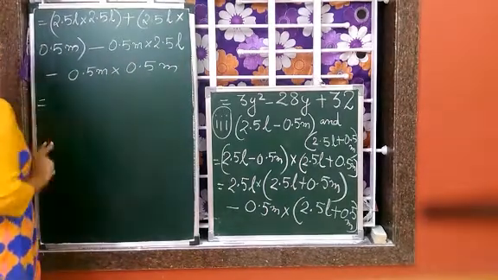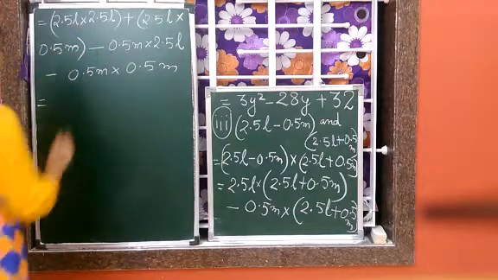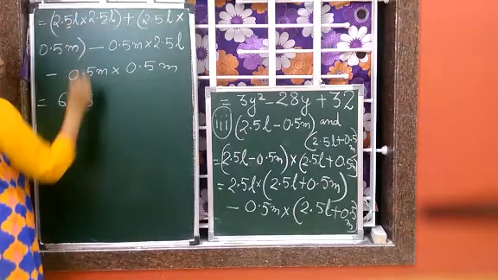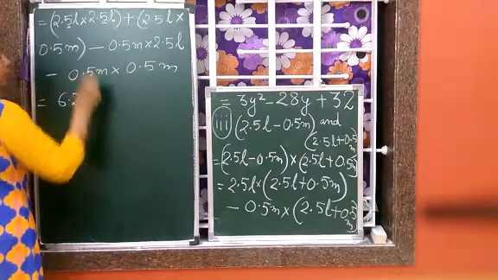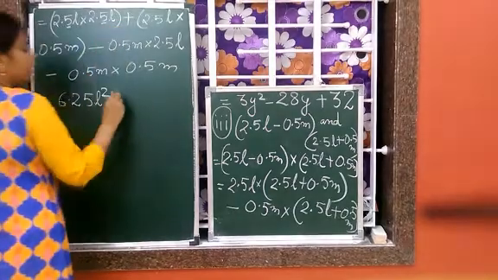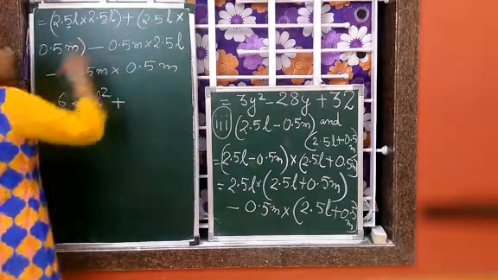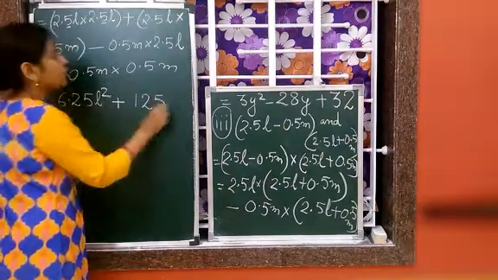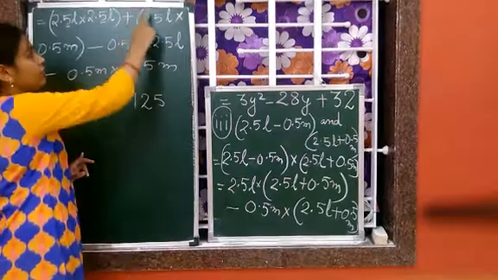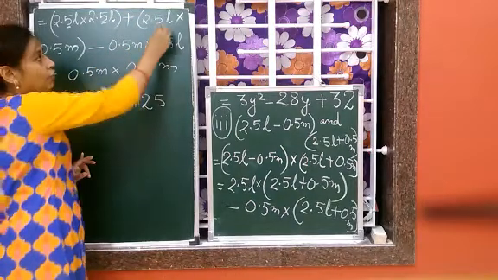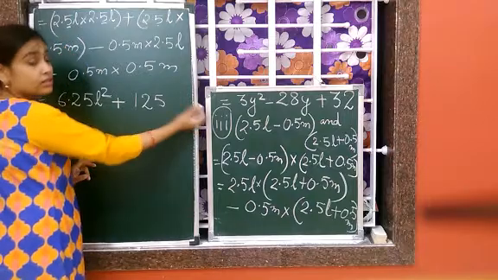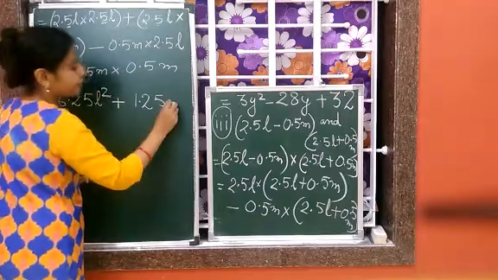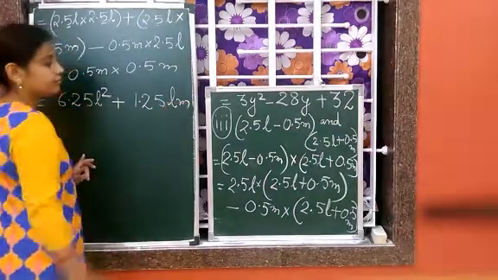Now we multiply. 25 into 25 gives us 625. How many decimal places, children? 1, 2. So 1, 2 and decimal. L square. Then plus 25 into 5. 25 into 5 gives us 125. Okay, you can check also. 5 5s are 25. 5 2s are 10 plus 2, 12. How many decimal places? 1, 2. Starting from the right side, 1, 2 and decimal. L into M gives us 12.5.